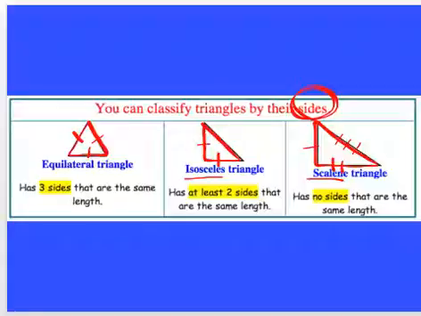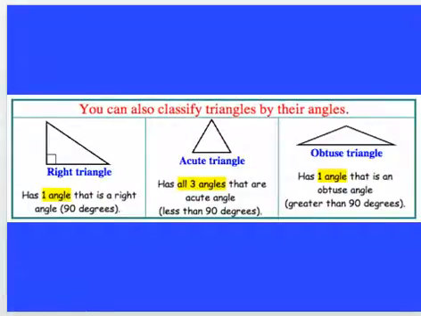And these are the way that we'll classify just based on sides. Remember, we didn't talk about anything with angles yet. So let's talk about angles now. You can also, of course, classify these things by their angles. So that means we're looking in here. We don't really care about the sides. We're thinking about the angles, okay?